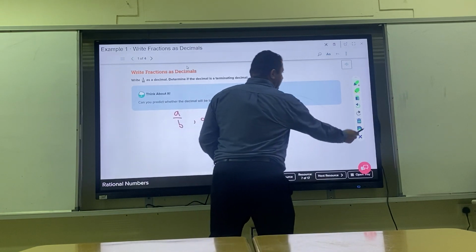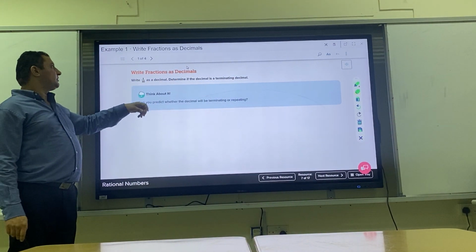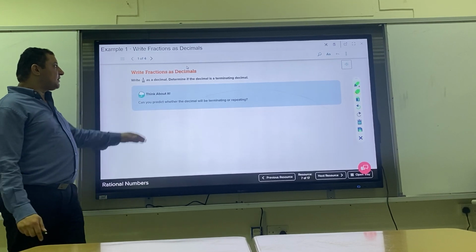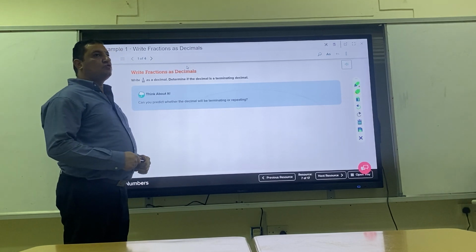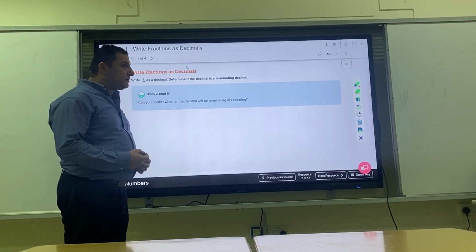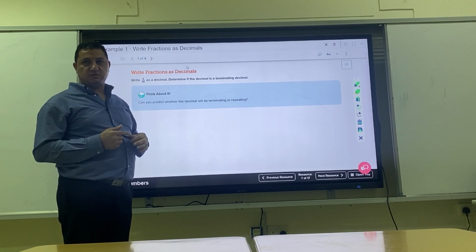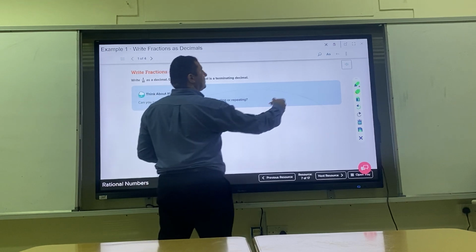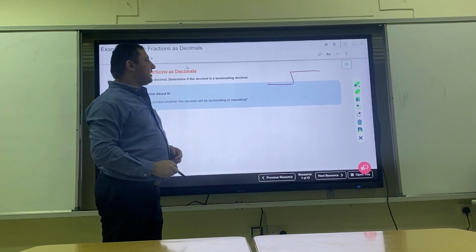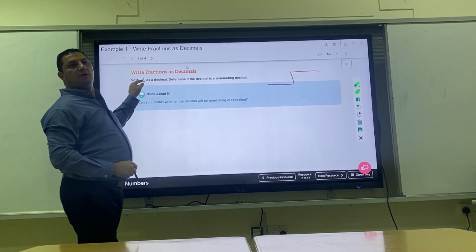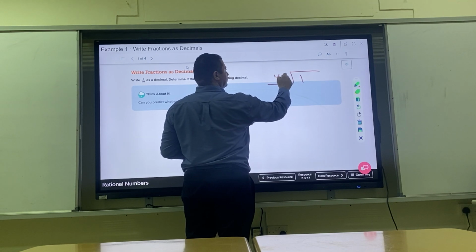The question says, write 1/40 as a decimal and determine if the decimal is a terminating decimal or not. To be honest, we have no way to write this fraction as a decimal except long division. So long division is the best thing we can use. Now I'm going to divide 1 by 40.